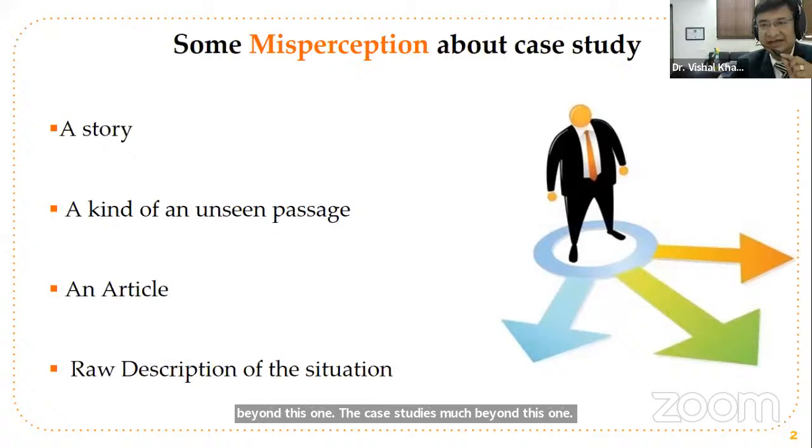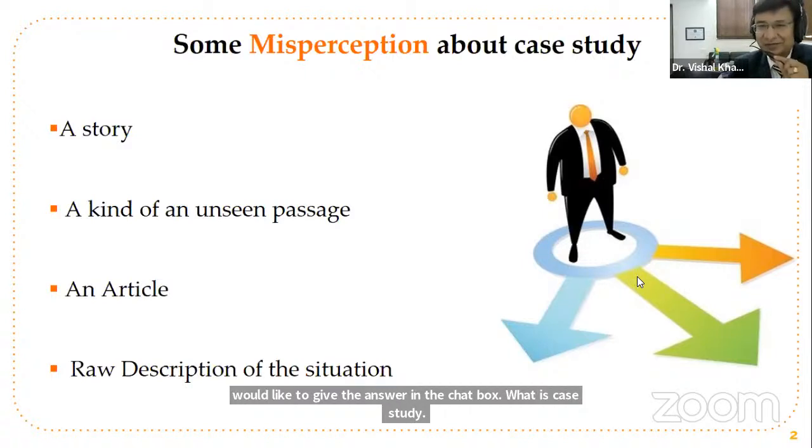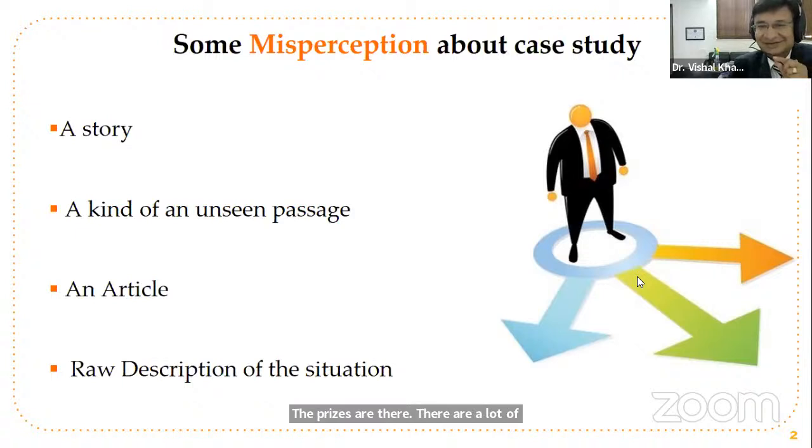What is the case study? Anyone would like to give the answer faster in the chat box? Yes, I'm waiting. What is case study? The prizes are there. There are a lot of prizes. Yes, anyone? What is case study? Yes, thank you. One answer received from Archana Joshi: learn real-time situation. Fantastic. Case study is a real situation. Fantastic. Study the gap. Great.